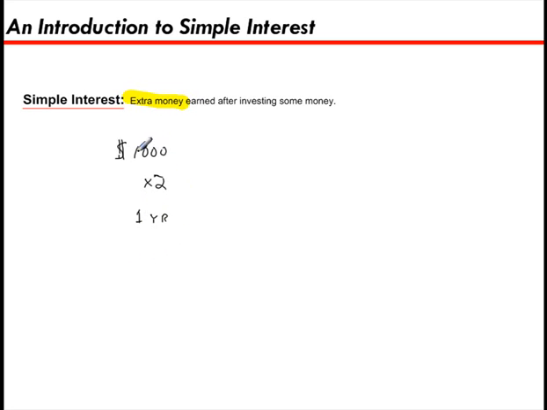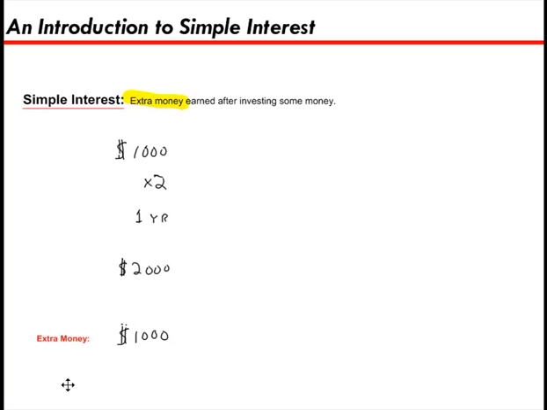So we started off with $1,000, and after a year, that money has doubled. How much would we end up with after a year? Well, right, we'd end up with $2,000. So how much extra money did we just earn over that year? Well, $1,000.